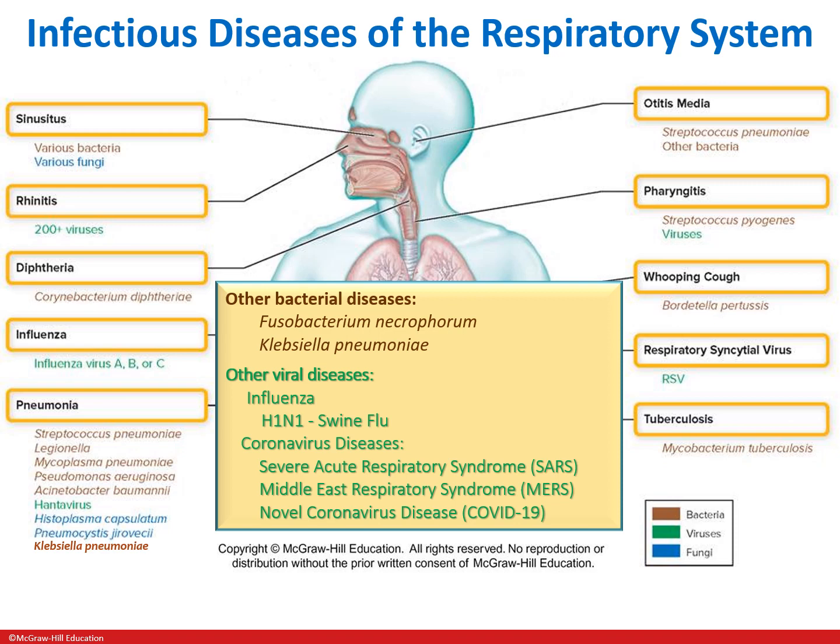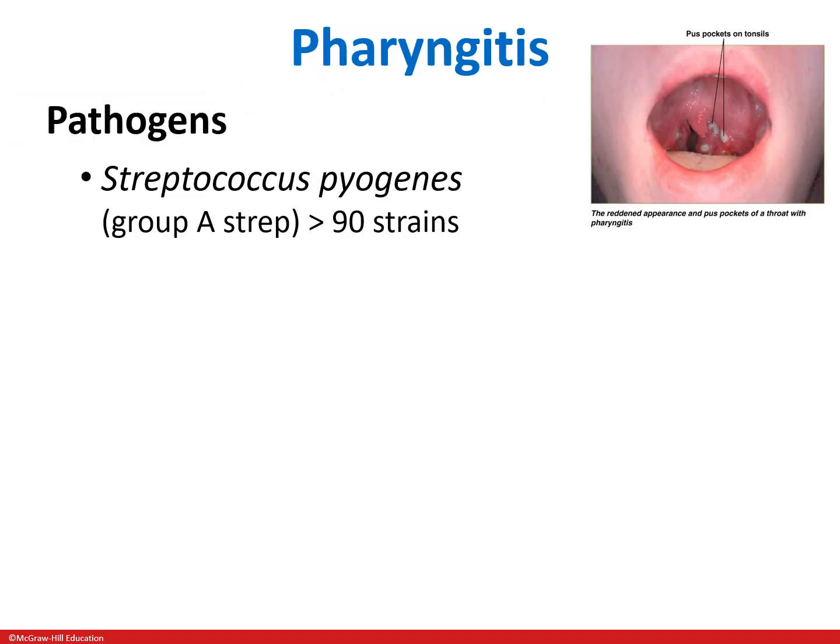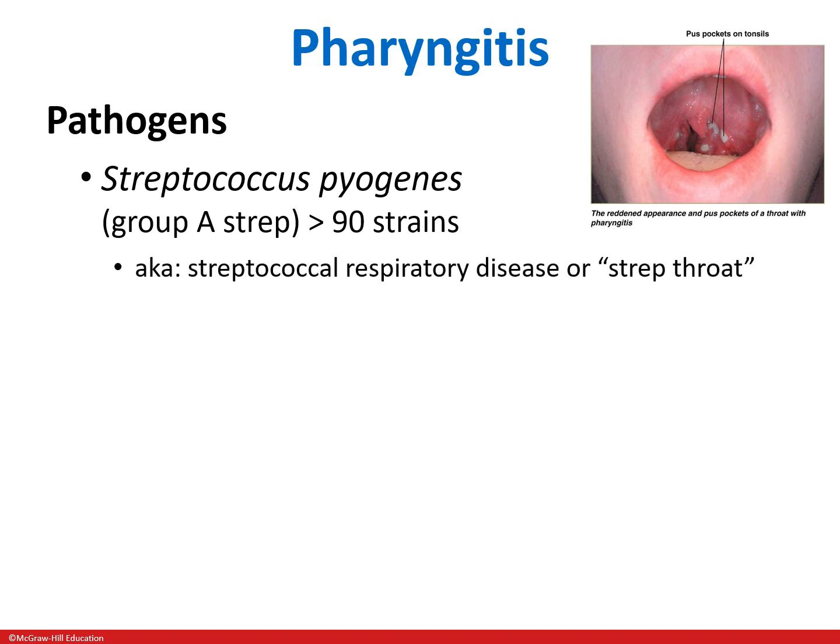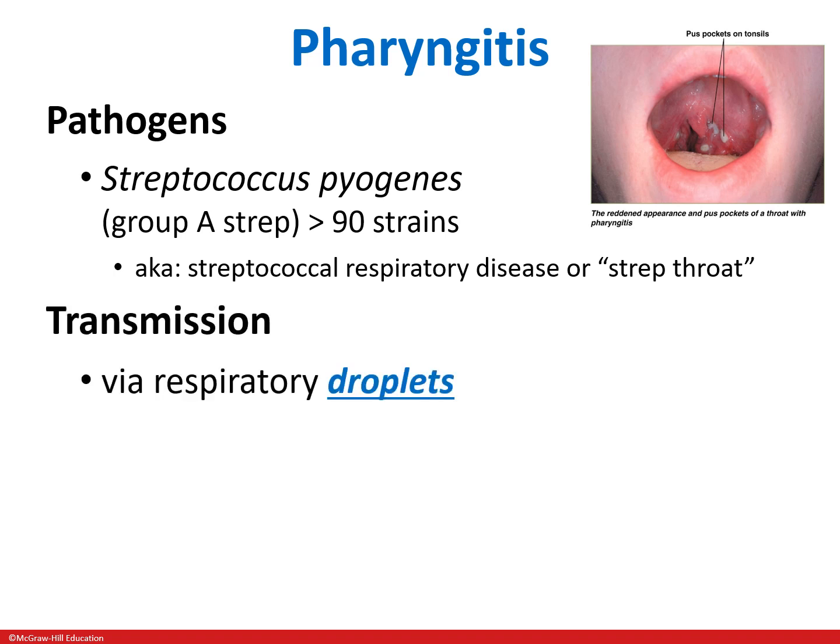And given that the respiratory tract is one of the major portals of entry into the body, we're going to have quite a few diseases in this chapter. So bacterial pharyngitis is typically caused by Streptococcus pyogenes, which we've seen in several other diseases. Most people think of strep throat, and it's really describing a group of diseases, because there are more than 90 different strains. So when people get strep throat multiple times, it's probably a different strain each time. And so this is typically what we refer to as either streptococcal respiratory disease or just simply strep throat.